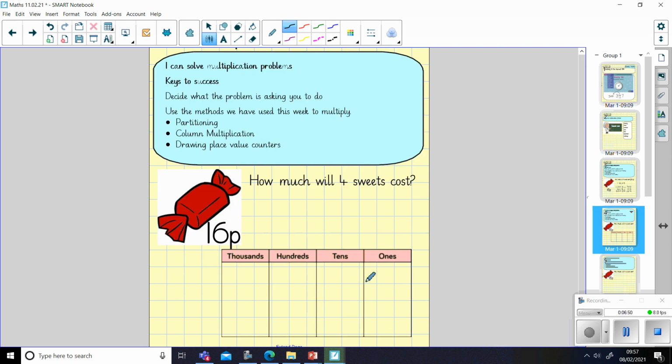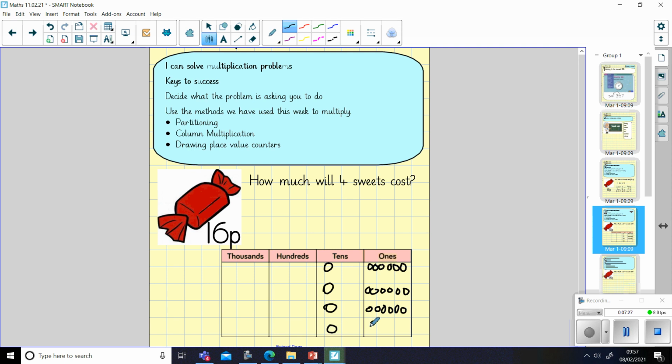The other thing you might do is to draw some place value counters. So I'm going to draw a 10. I'm going to draw 6 ones. And I'm going to do that 4 times because I've got 4 sweets that each cost 16 pence. So this will just support you with your maths today.